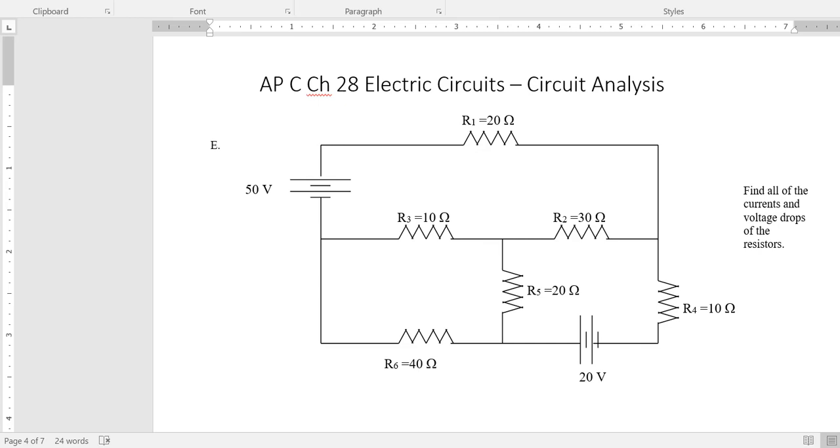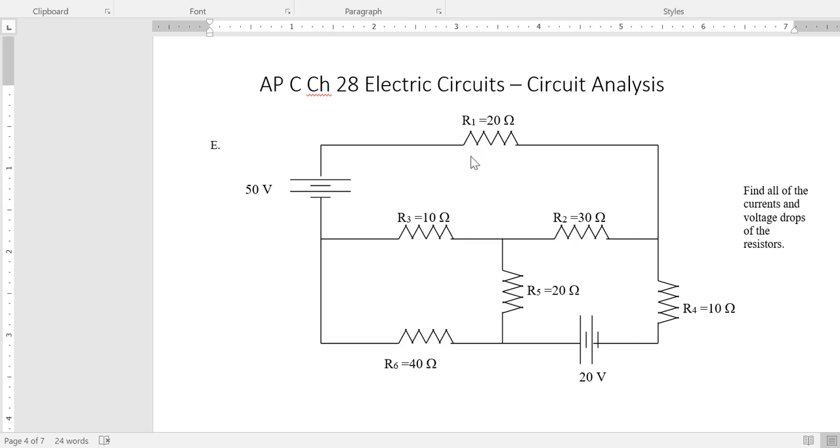Hey folks, I've got a fun circuit analysis example for us. And this one has multiple branches, a couple of batteries, and we're gonna learn some shortcuts here on solving this. So if you look at this, there are many currents, right?